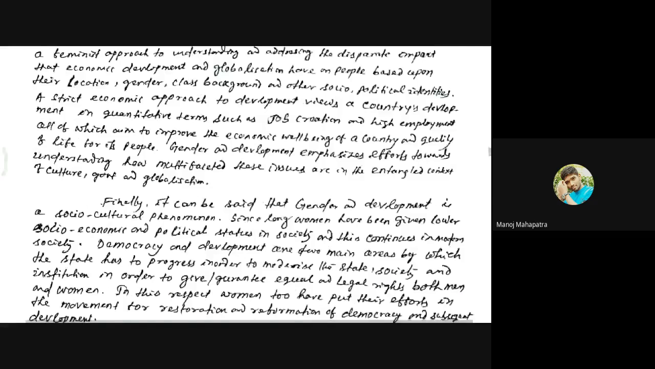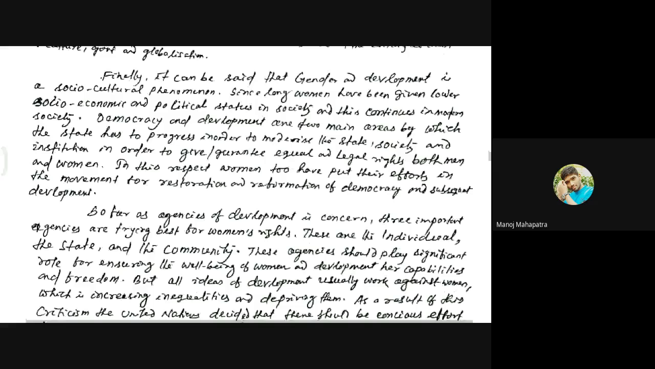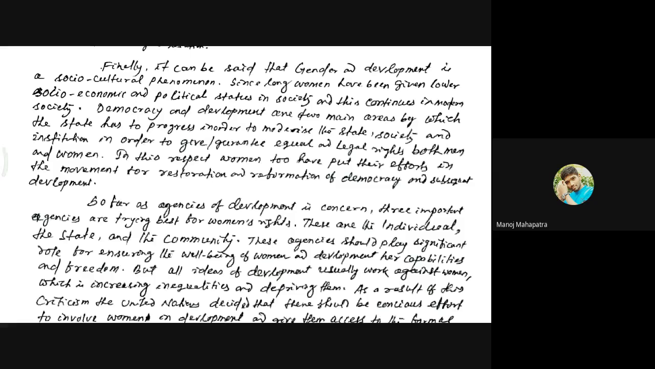Since long, women have been given lower socio-economic and political status in society, and this continues in modern society.